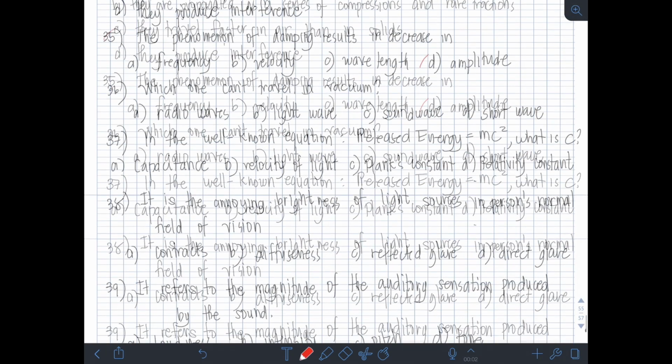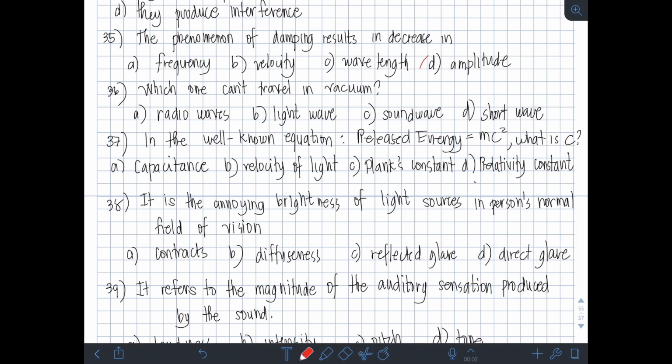Amplitude. 36. Which one can travel in vacuum? A. Radio waves. B. Light wave. C. Sound wave. D. Short wave. The correct answer is letter C. Sound wave. 37. In the well-known equation, released energy equals mc squared. What is c? A. Capacitance. B. Velocity of light. C. Planck's constant. D. Relativity constant. The correct answer is letter B. Velocity of light.